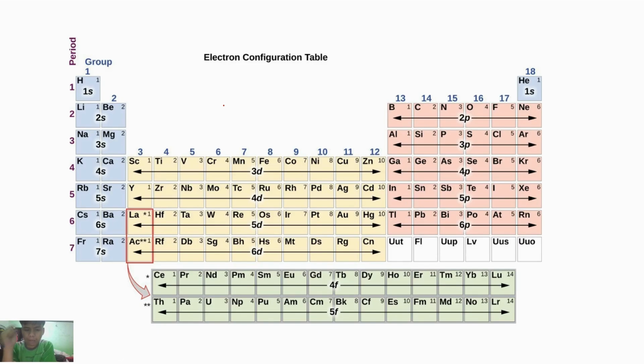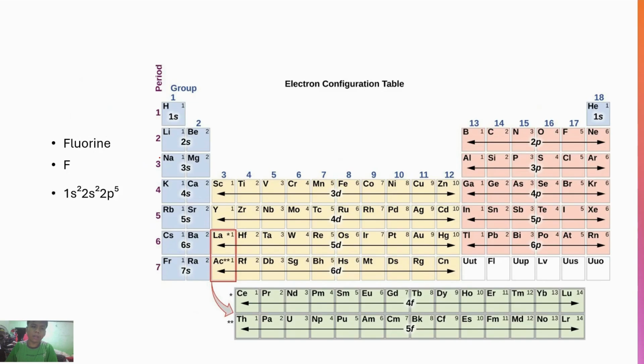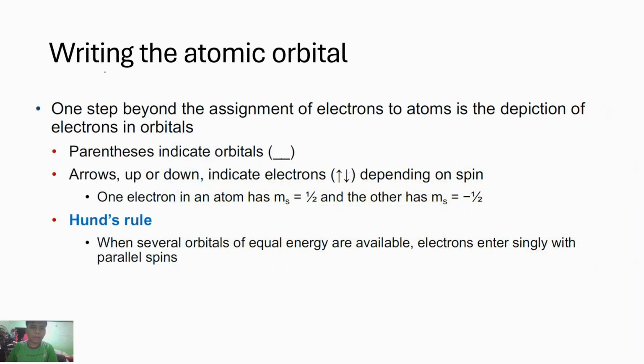I'm not going to focus on this here because the video is already long and I wanted to make it short. So I'll attach a separate supplementary video in the description box below on how to use this chart using your periodic table, without your electron configuration chart. So, fluorine is an example of this, and here is Hund's rule.